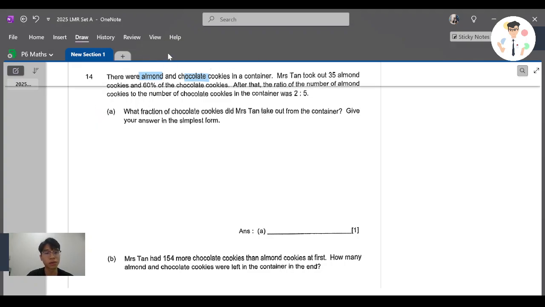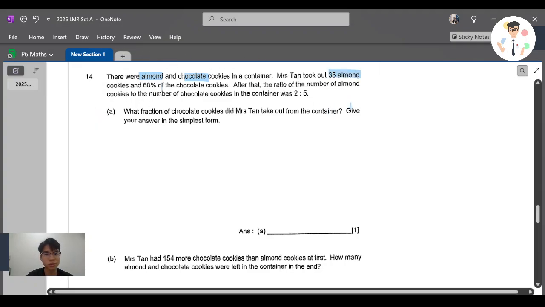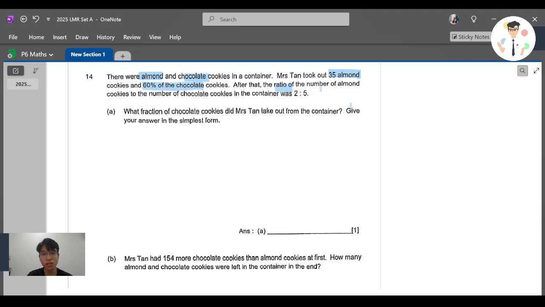Mrs. Tan took out 35 almond cookies and 60% of the chocolate cookies. After that, the ratio of the number of almond to chocolate cookies now in the container was 2 to 5. What fraction of the chocolate cookies did Mrs. Tan take out from the container? Give your answer in the simplest form.